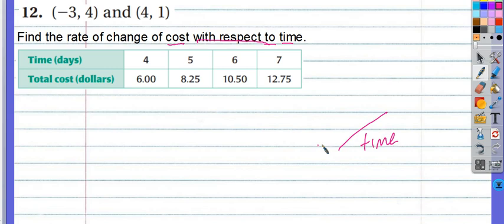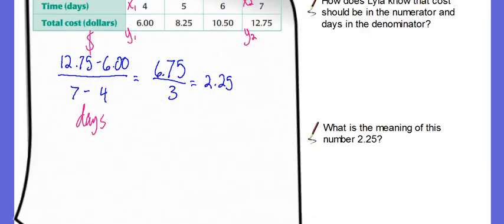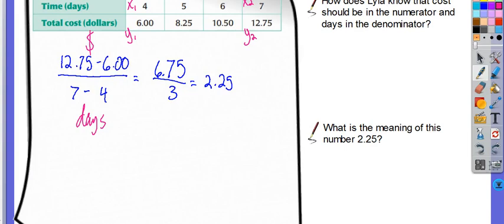And then we look at what happens to the numerator. How is the number in the numerator changing with respect to the thing in the denominator? This thing first and the second thing, that's a good indication that it's numerator to denominator. We're comparing the cost to the time. With respect to tells us that the thing that's with respect to is in the denominator.